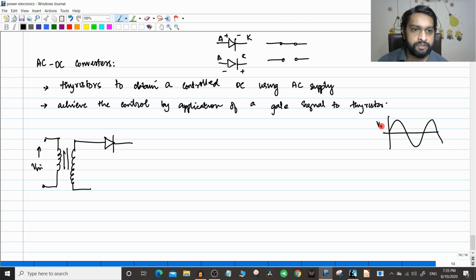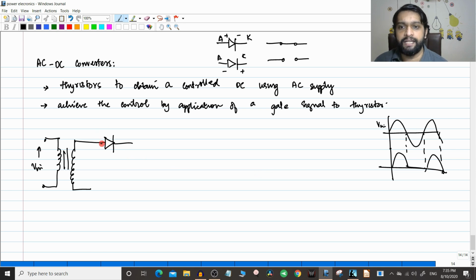So if this is your V in, what was your V out for a half wave rectifier? This will be your V out. In the positive cycle you get output, in the negative cycle you don't get output. That is the basic idea of a diode rectifier. However, you are using a thyristor here, and in a thyristor there is another terminal called a gate. So there is a gate.